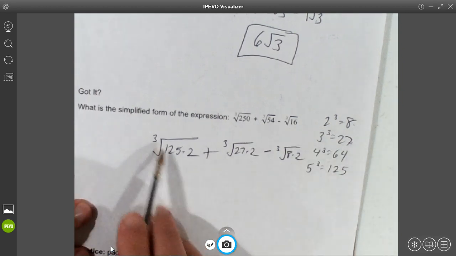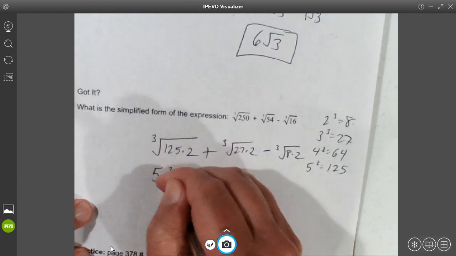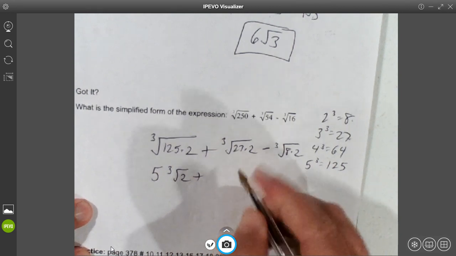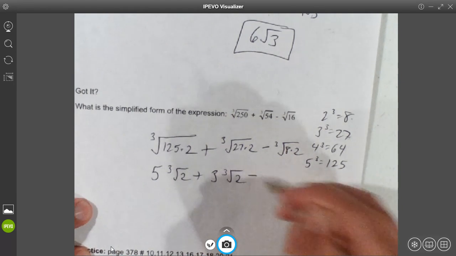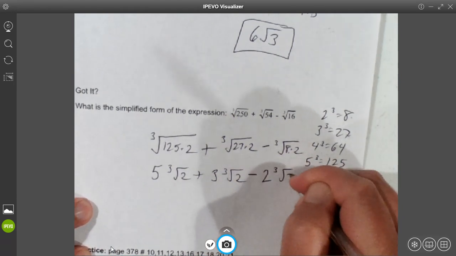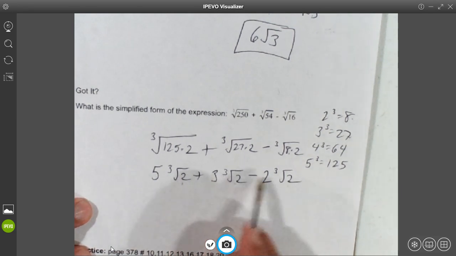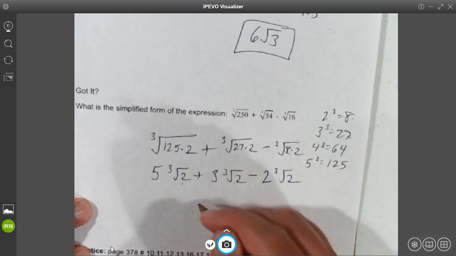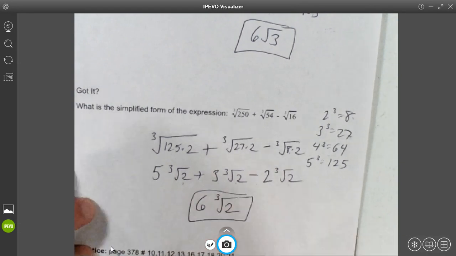And so now we look at this. The cube root of 125 is 5. So that would be 5 times the cube root of 2. This would be the cube root of 27 is 3. So that would be 3 times the cube root of 2 minus, and the cube root of 8 is 2. That's 2 times the cube root of 2. And now they are like radicals. Same radicand, same index. We should be good. 5 plus 3 is 8. Minus 2 is 6. So it's 6 times the cube root of 2.